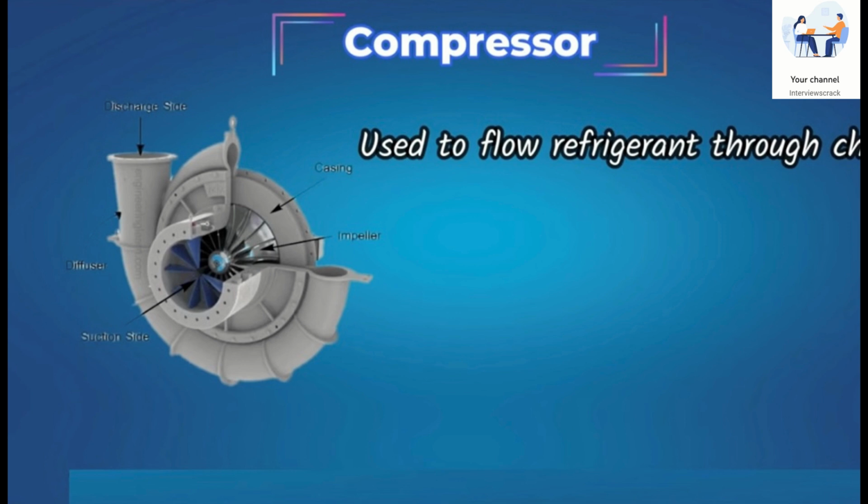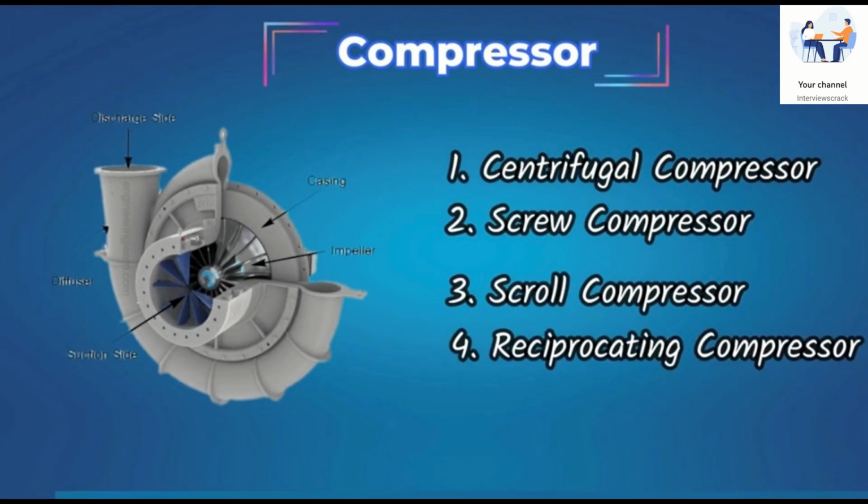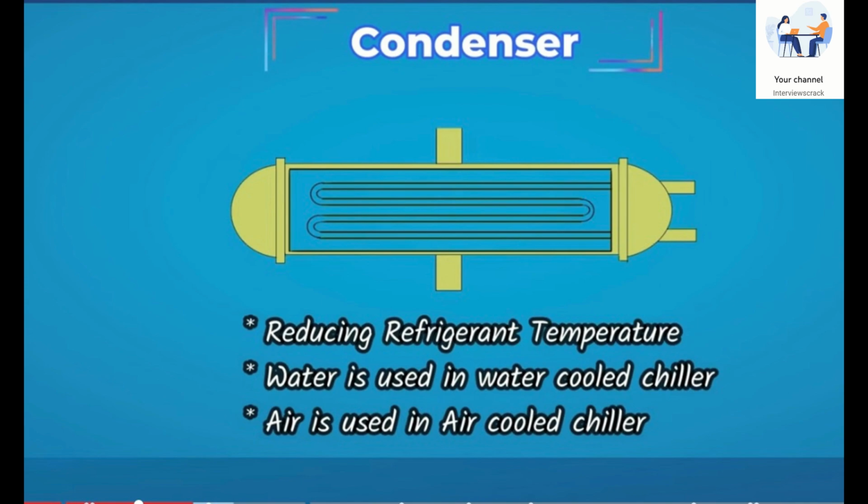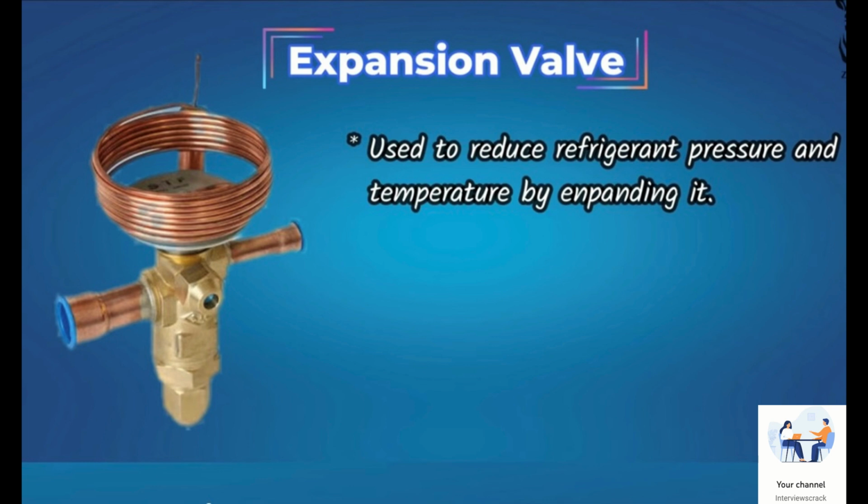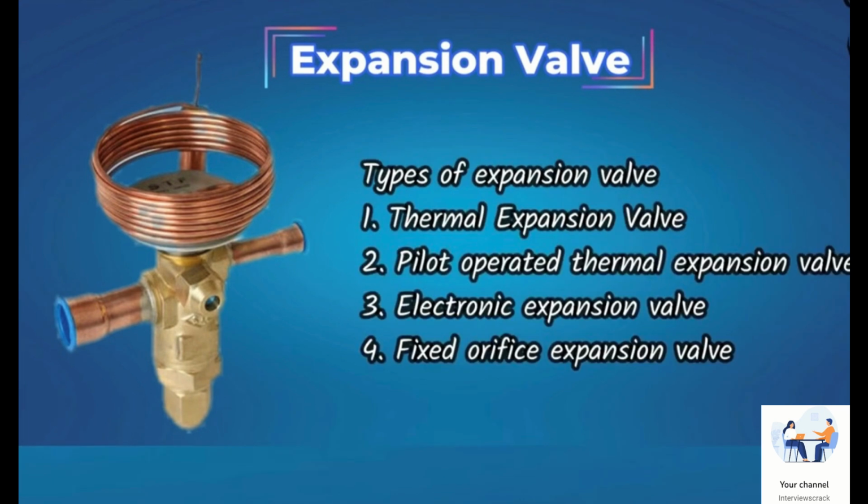This is the compressor. As I informed, it is used to flow refrigerant through the chiller, and there are basically four kinds of compressor: centrifugal compressor, screw compressor, scroll compressor, reciprocating compressor. Condenser. The condenser is reducing refrigerant temperature. Water is used in a water cooled chiller, whereas air is used in an air cooled chiller. The expansion valve is used to reduce refrigerant pressure and temperature by expanding it.